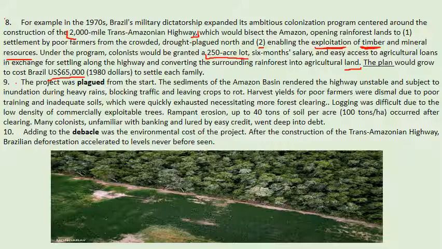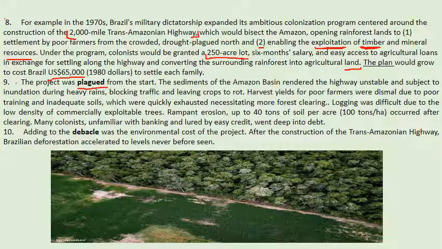The project was plagued from the start, meaning it was haunted, it was doomed. The sediments of the Amazon basin rendered the highways unstable and subject to inundation during heavy rain. So obviously this highway is not going to work. There is also the Amazon River, which would make it unstable, blocking traffic and leaving crops to rot.